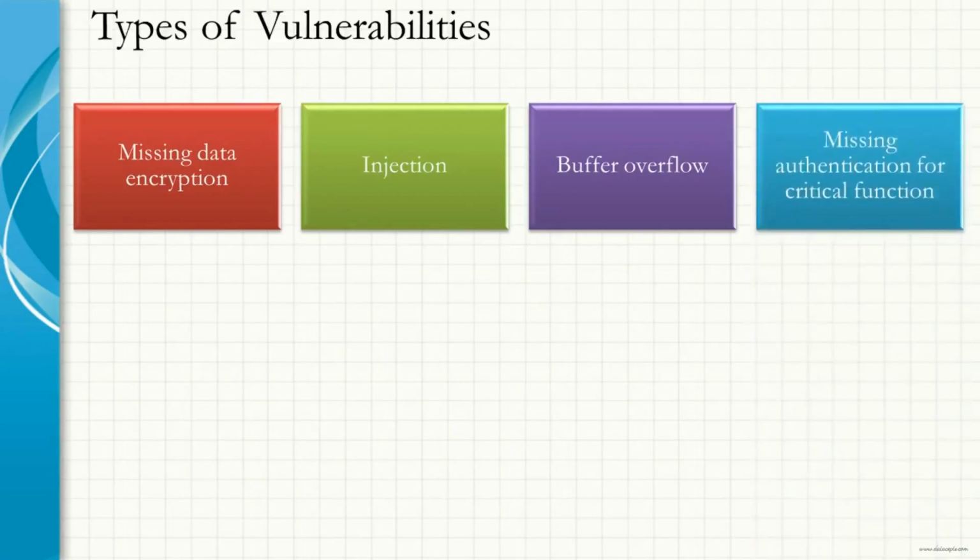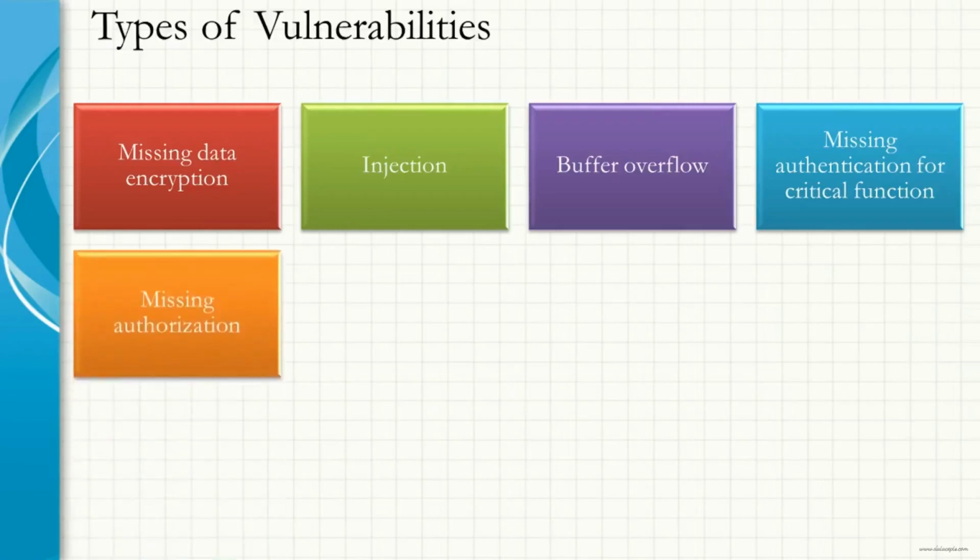Missing authentication for critical functions. The software does not perform any authentication for execution of the functionality expected from the software. Missing authorization. The software does not perform any authorization check when an actor attempts to access a resource or perform any particular action. It is observed that direct access is provided to an application without authentication of a particular user.